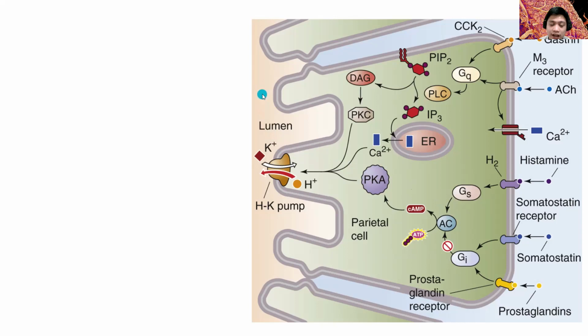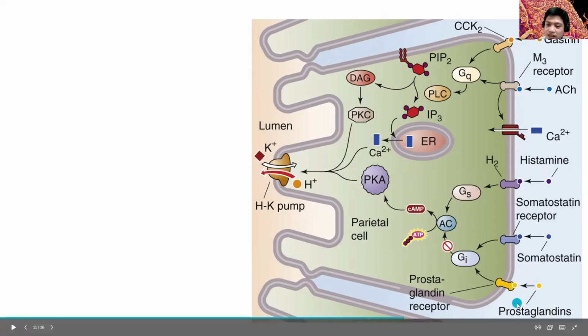So this is the luminal side or the apical side of your parietal cell. And this is the basolateral side of the parietal cell, which is in contact with the blood. Okay? So these are hormones. Eto, gastrin is a hormone, acetylcholine is a hormone, histamine is a hormone-like substance, somatostatin is a hormone, and prostaglandin, you can think of it also as a hormone.